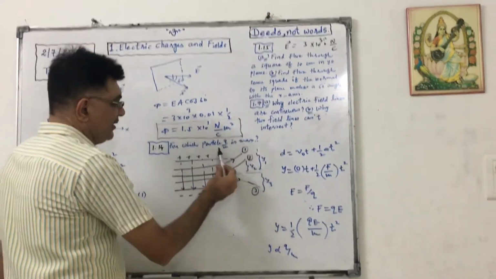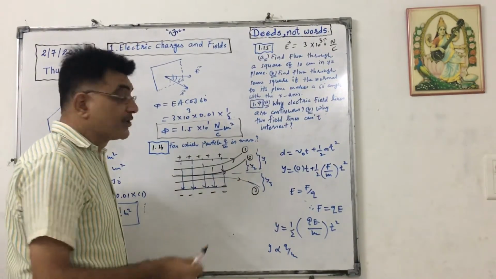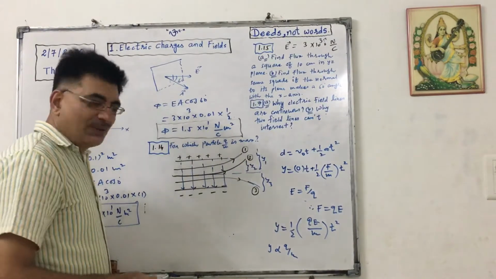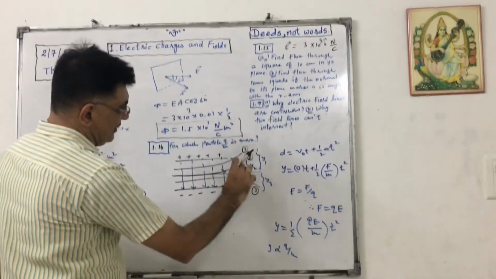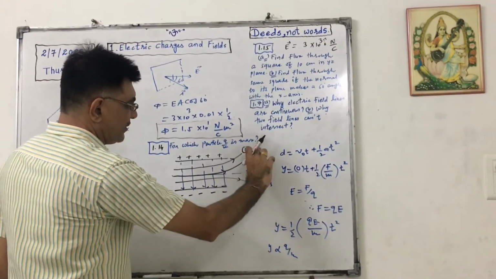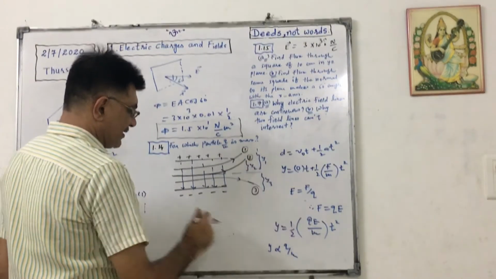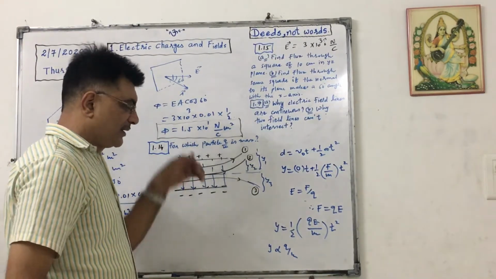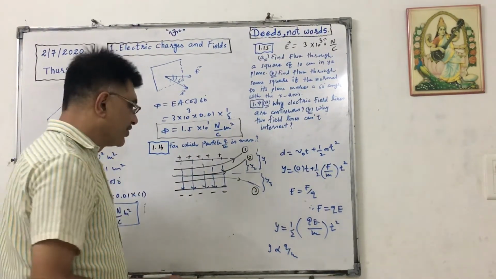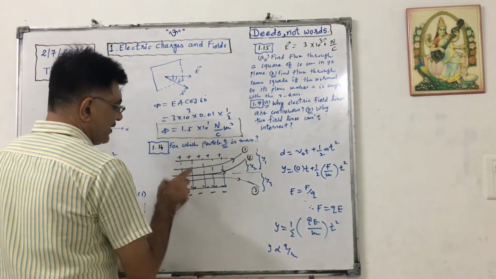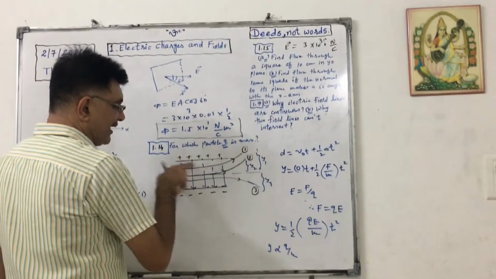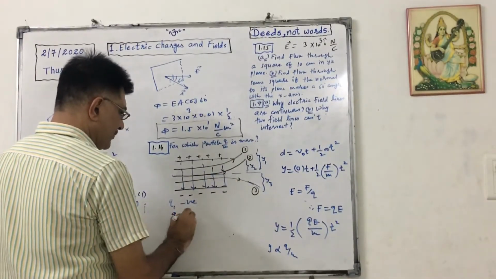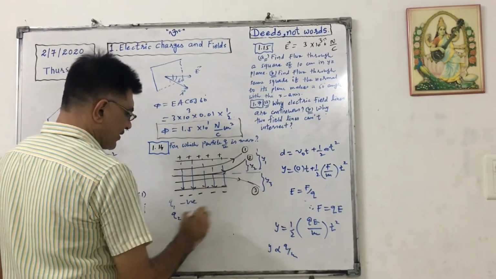Then 1.14. For which particle is Q by M maximum? The ratio Q by M, Q is charge, M is mass. This is the figure given. Now see, this is Y2 for us, this is Y1 for us, and this is Y3 for us. From the centermost axis, the distance is towards the Y direction. We have given the names. First of all, see, this Q1 is going in the positive direction, so Q1 must be negative. Q2 is also negative, and Q3 must be positive.